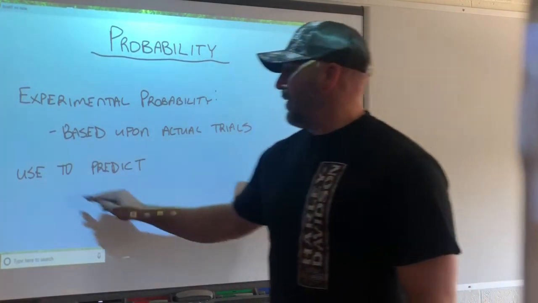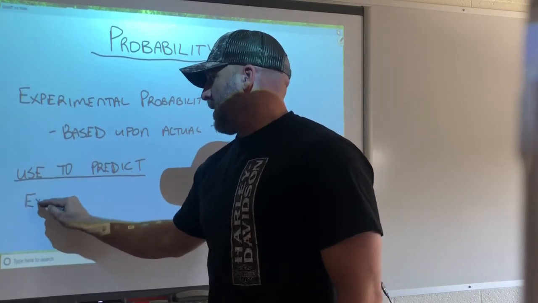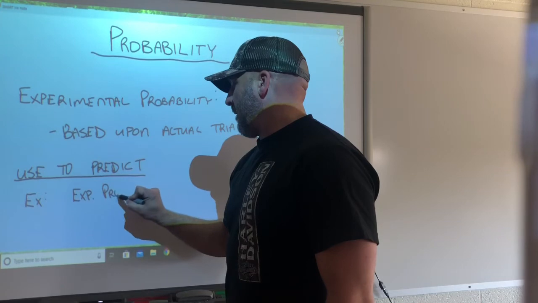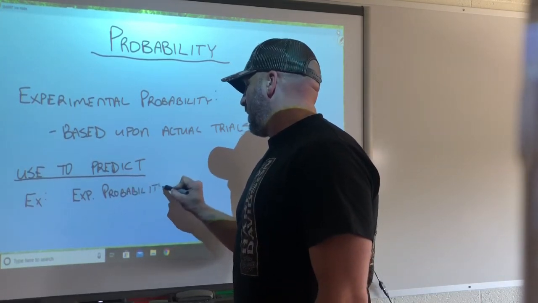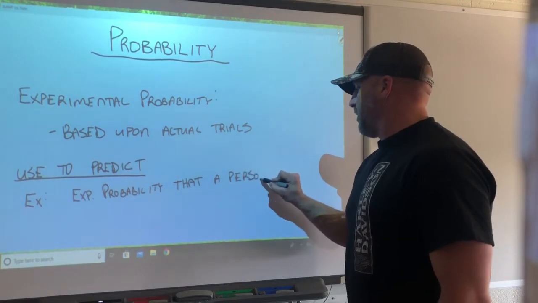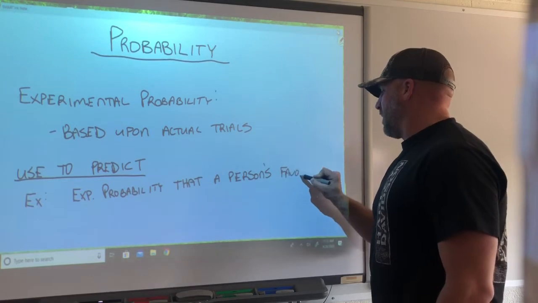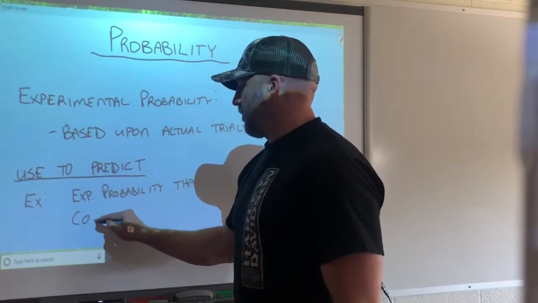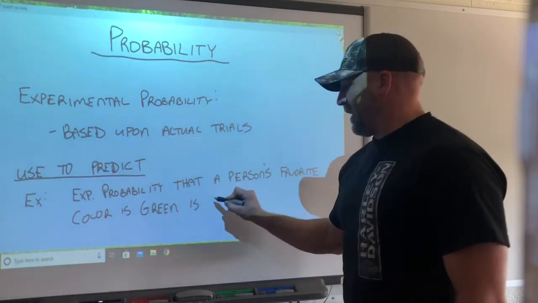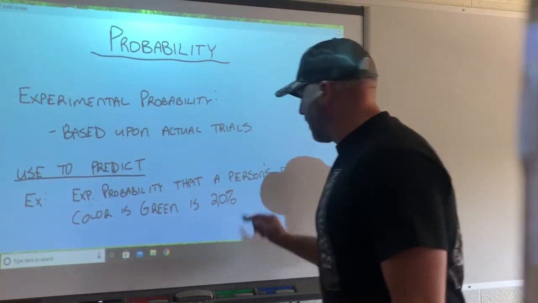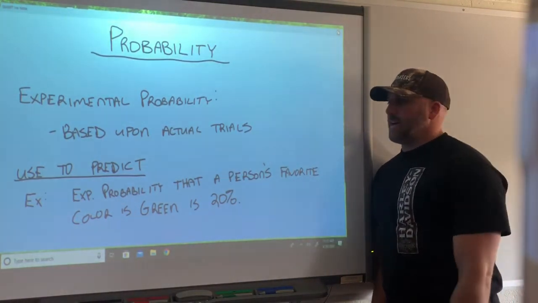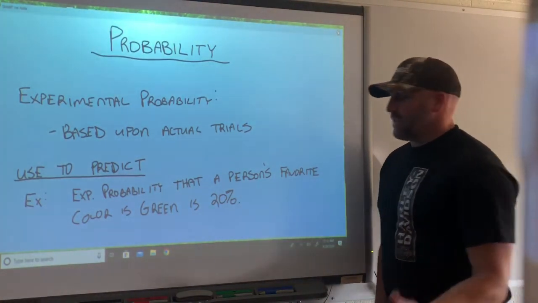So for example, if we have an experimental probability that a person's favorite color is green, and that probability is, let's go with 20%, meaning there was an experiment that was posted. So let's say it was everybody in the school, 500 kids were asked, or that's middle school, 400 kids were asked, and out of those kids, 20% said green.